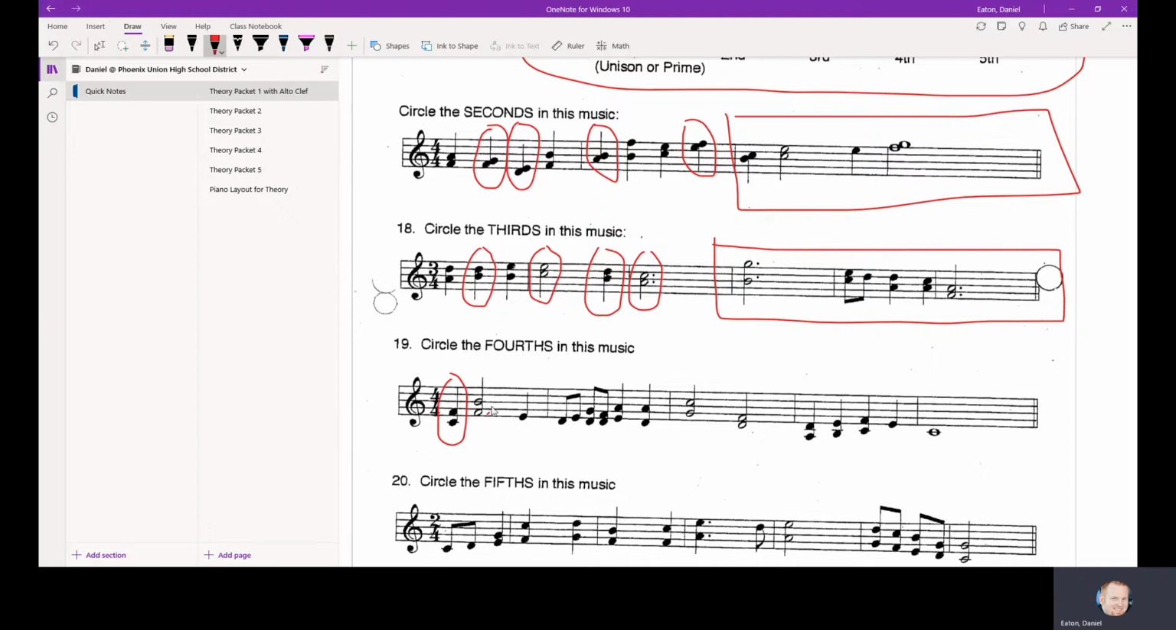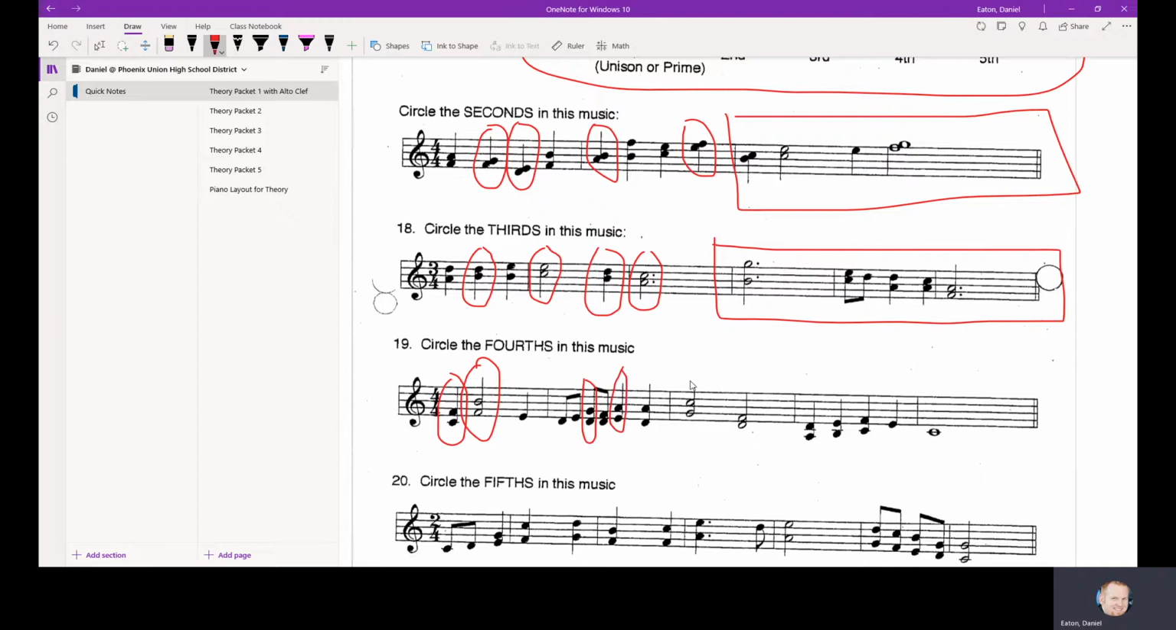Here is F, G, A, B. That's also another fourth. 1, 2, 3, 4, right? That one's a single note by itself. Don't need to circle that. Single note, single note. D, E, F, G. 1, 2, 3, 4. That is a fourth. D, E, F. That's 3 notes, right? 1, 2, 3. That is not a fourth.